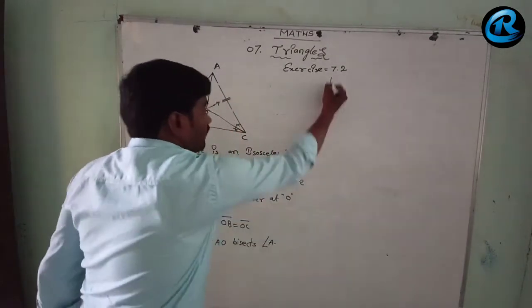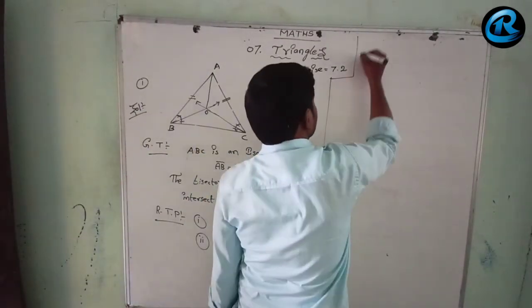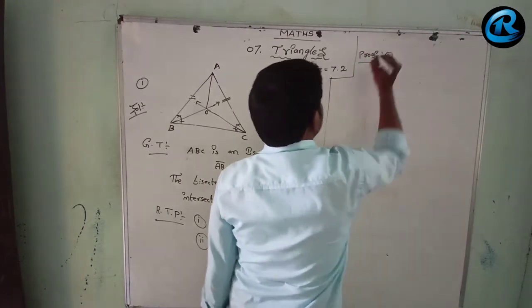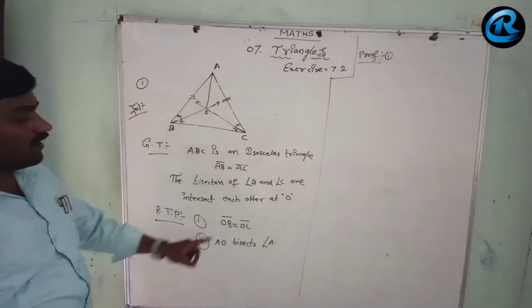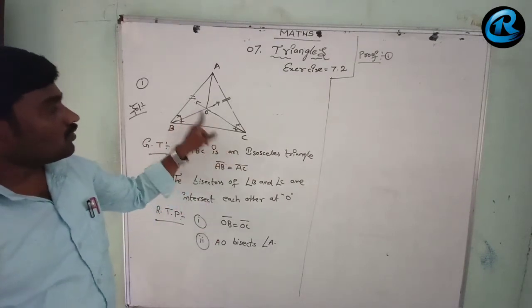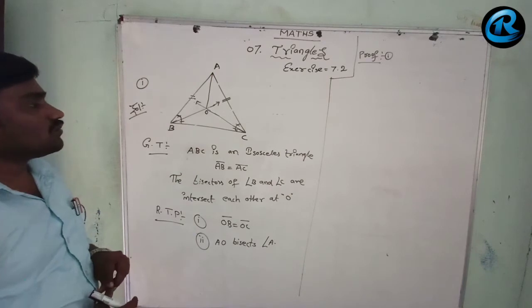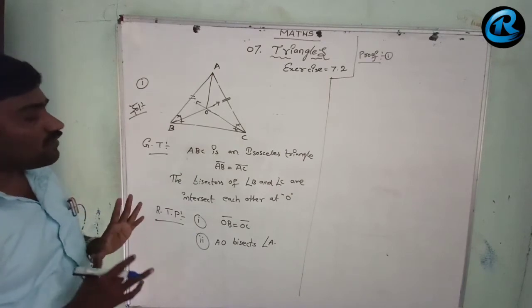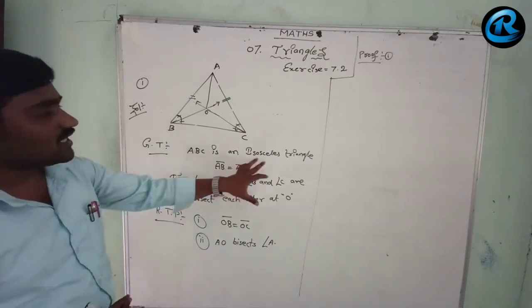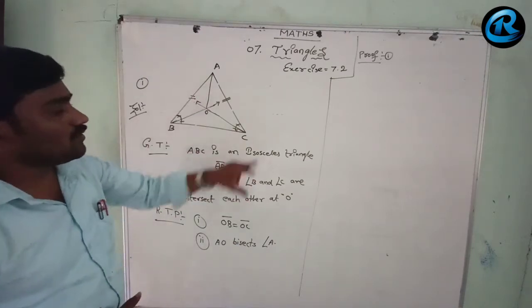Now we go for the proof. Let us see what is proof number 1. We have to show that OB equal to OC. How? As we know, first thing, let us see here an isosceles triangle where AB equal to AC.